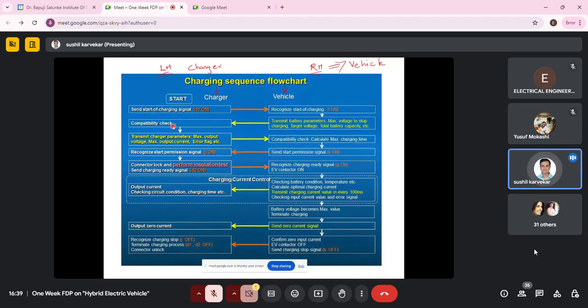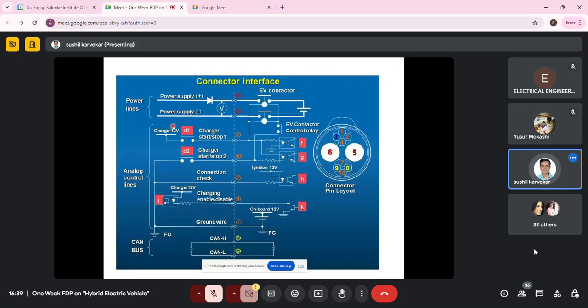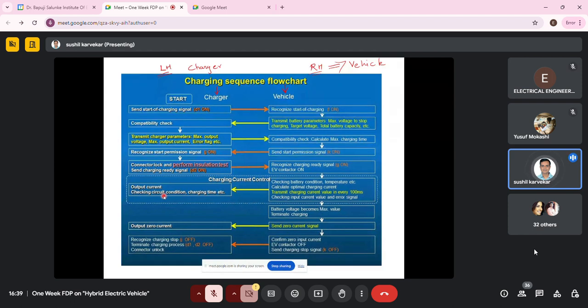Then the next part is to generate a start permission signal that is going to be there. Okay, and that would be recognized again by the charger. So K on and J on. So these are again there. Okay, so K on and J on. So these are definitely clear cut, visible in the next slide.